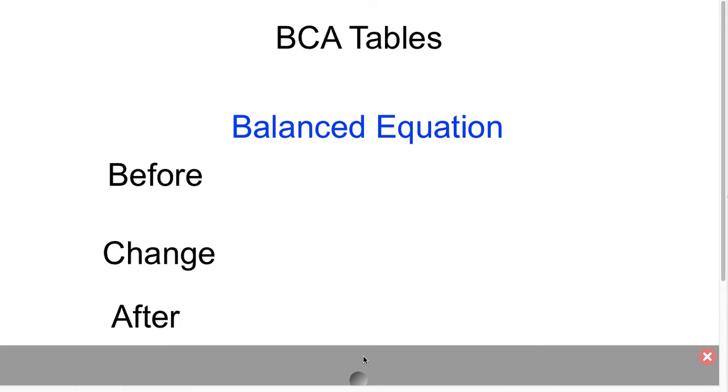The before is before the reaction occurs, what is present. So there'll be no products beforehand, you'll just have your reactants. Your change row is what's happening during the chemical reaction, so which molecules or atoms are actually participating in the chemical reaction. So how many reactants are being used up, how many products are being formed. Then the after row is going to be illustrating what's actually present after the reaction. So the products will now be present, but will there be any leftover reactants that weren't able to react?